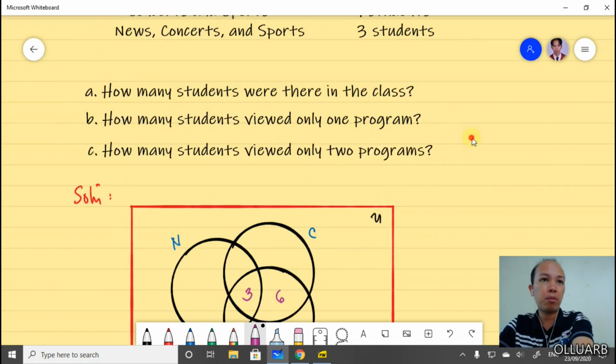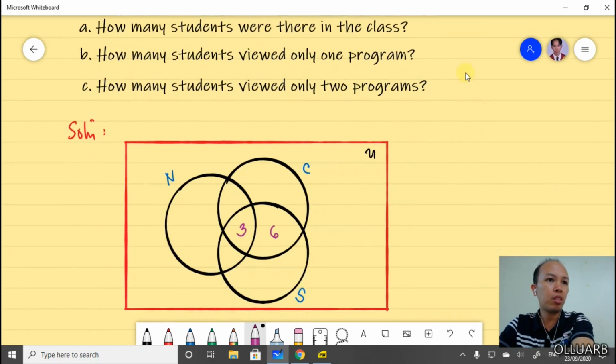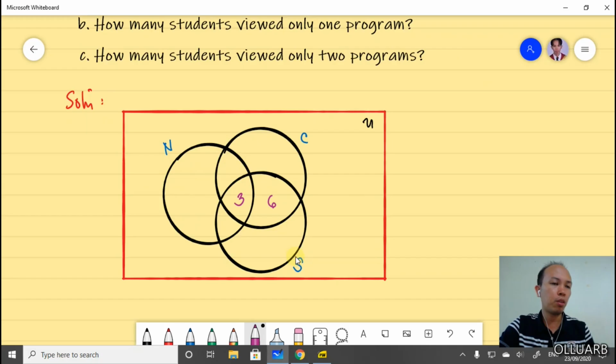This is the problem if you have a low-tech laptop. News and sports is 4. So news and sports is 4. We have 3, so the remaining is 1.